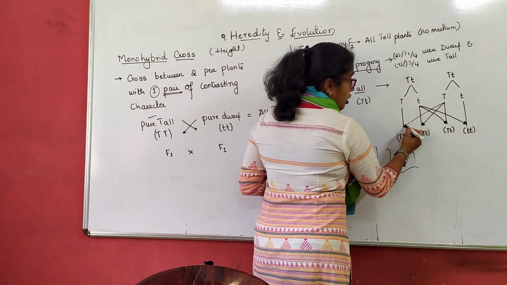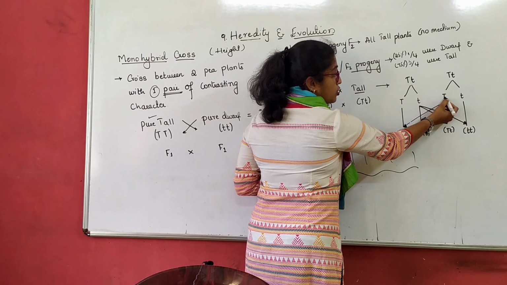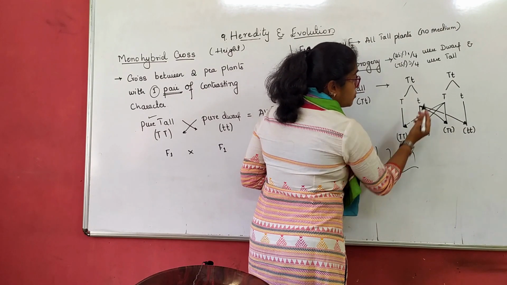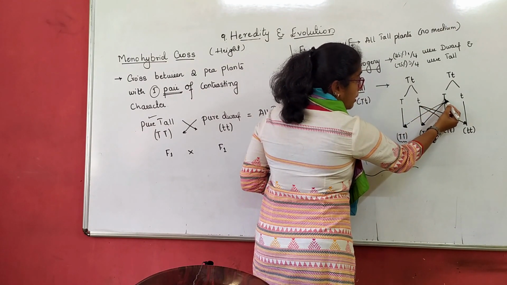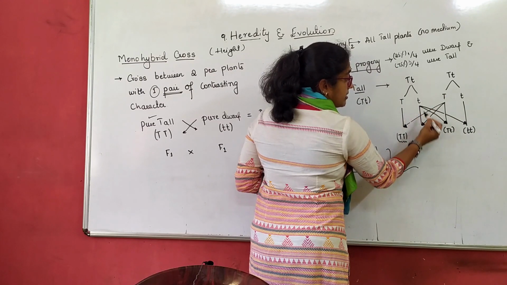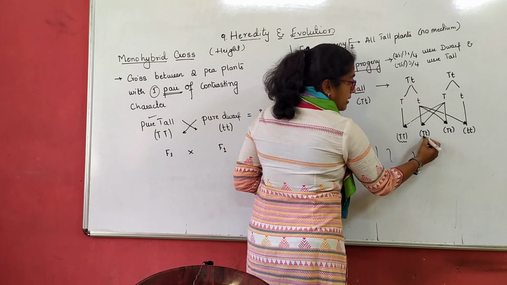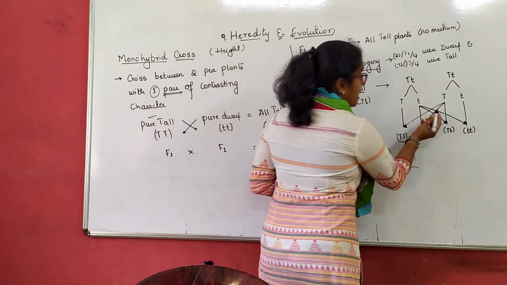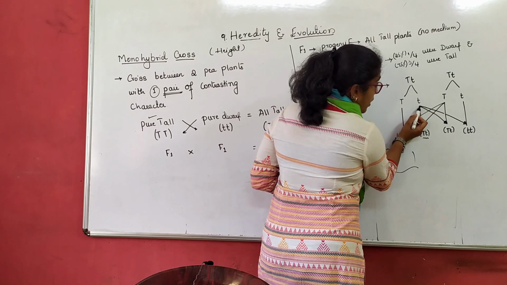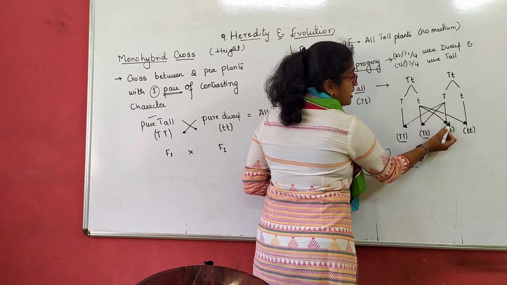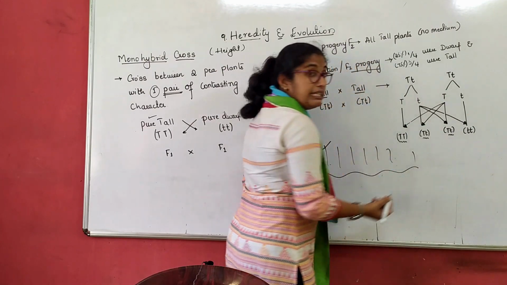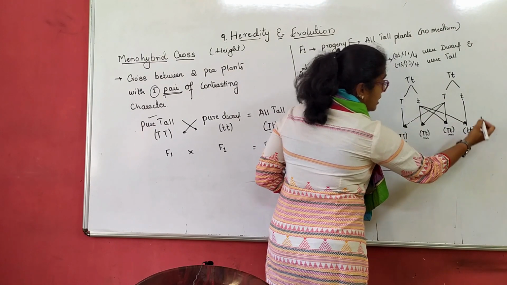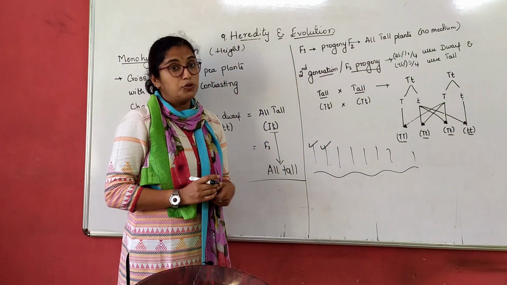Now first, this tall plant will pollinate with this tall plant. What will be the result? Tall and tall. Now next what will happen? Now again this tall plant will pollinate with this dwarf plant. What will be the result? T into T. Simple. I am doing the multiplication process here. Next. Now again, this dwarf plant will pollinate with this tall plant. What will be the result? T and T. Now this dwarf will pollinate with this. What will be the result? T and T, that is dwarf.